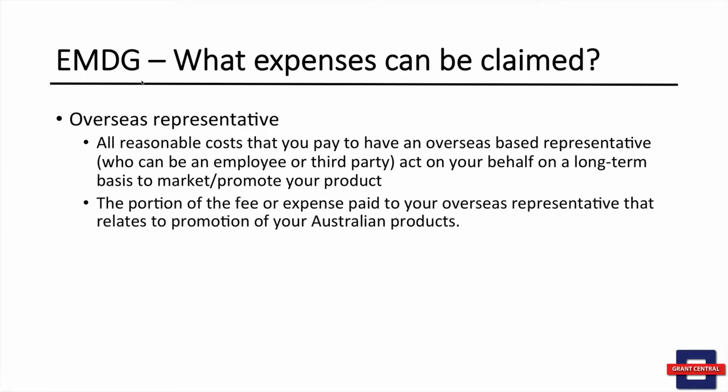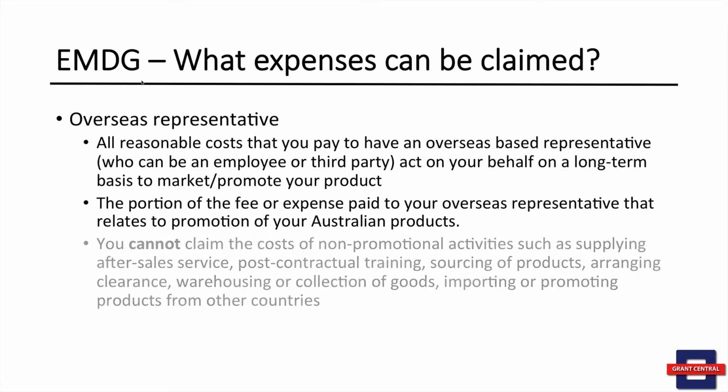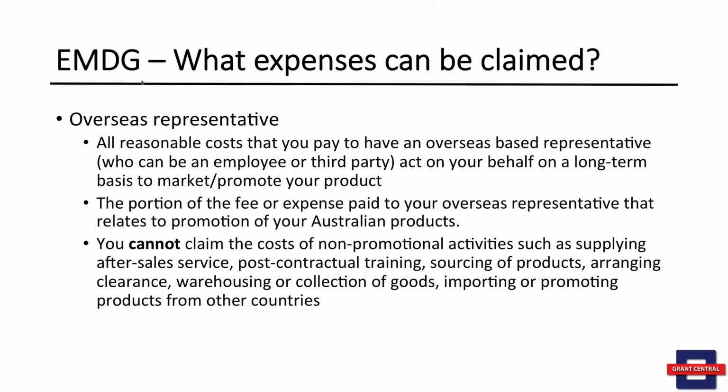You can claim the portion of the fee or expense paid to your overseas representative that relates to the promotion of your Australian products. You cannot claim the costs of non-promotional activities such as supplying after-sales service, post-contractual training, sourcing of products, arranging clearing, warehousing, collection of goods, importing or promoting products from other countries, and administration like following up on payments. This category is capped at $200,000 per application.